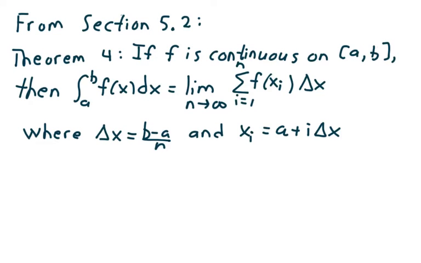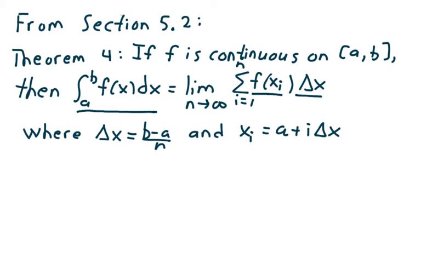This is a video from section 5.2. We're going to look at Theorem 4. It says if f is continuous on the closed interval a to b, then the integral from a to b of f of x dx is equal to the limit as n goes to infinity of the summation from i equals 1 to n of f of x sub i delta x.